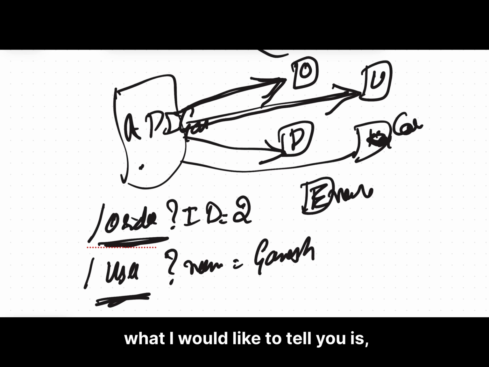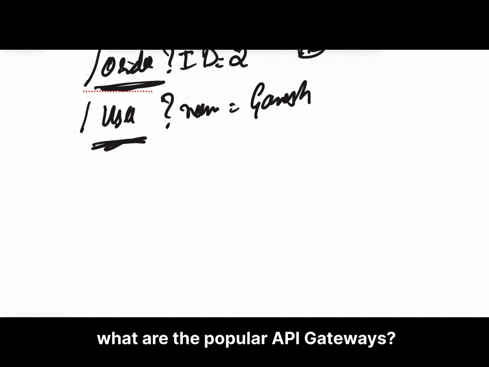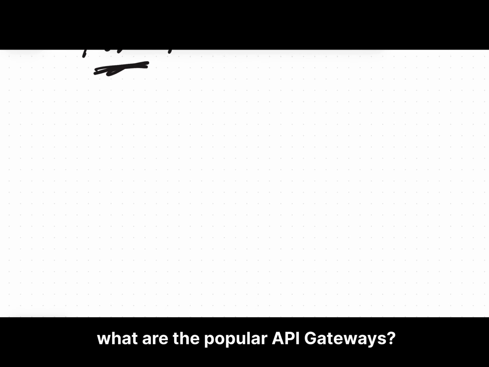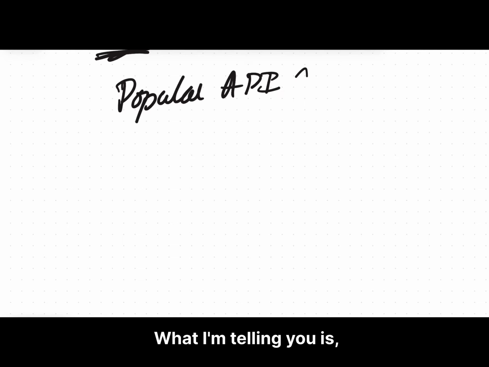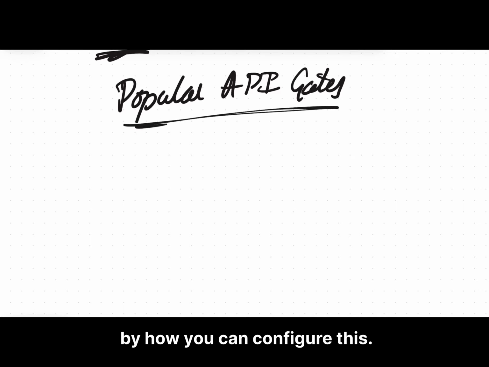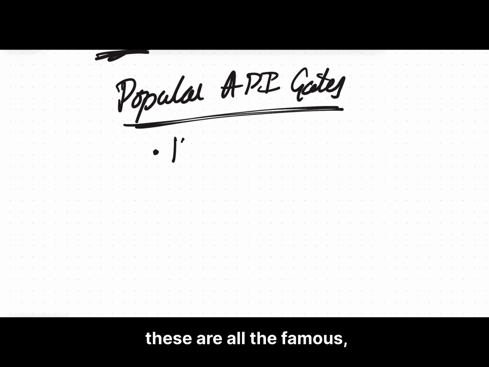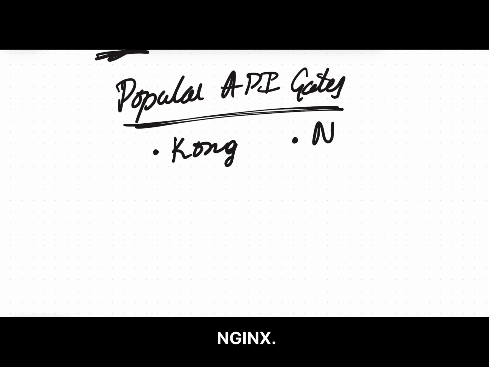Okay. So now what I would like to tell you is, what are the popular API gateways? What I'm telling you is how you can configure this. One is, these are all the famous ones, Kong and NGINX. I have worked on this.